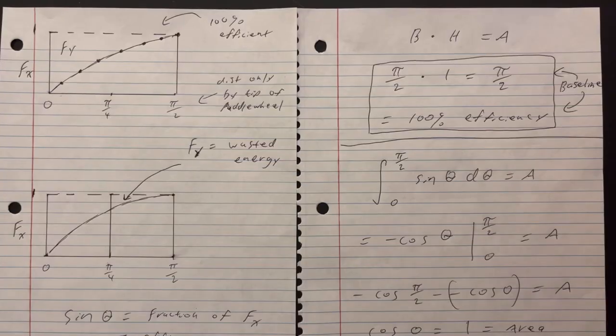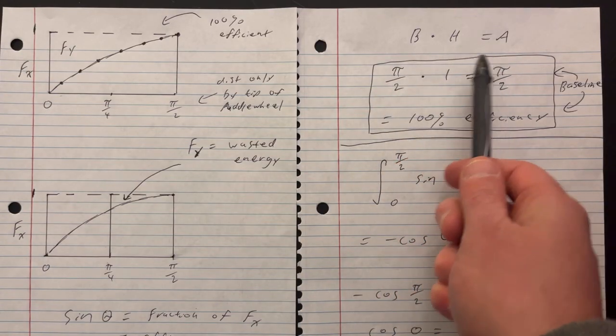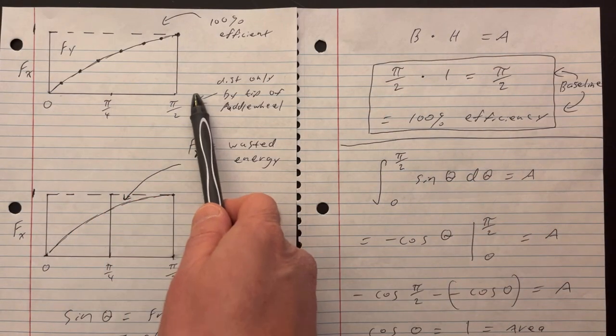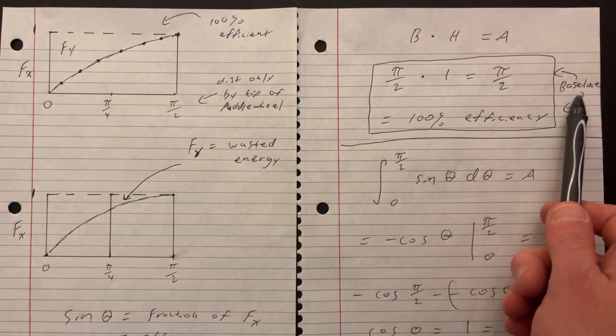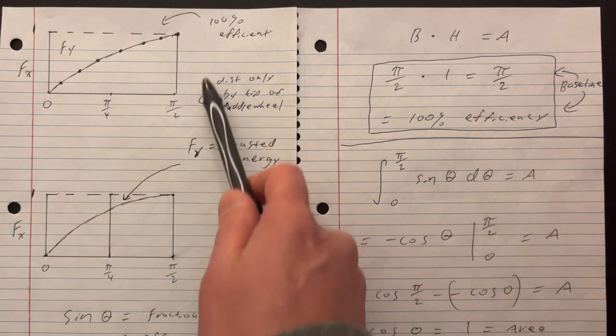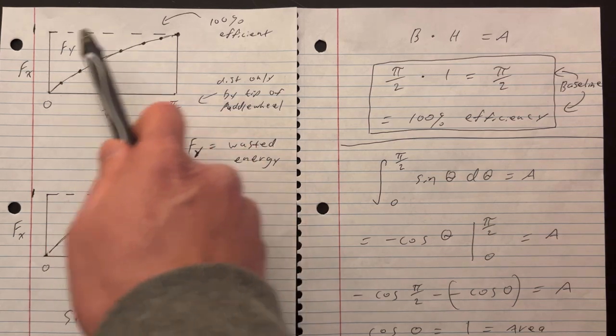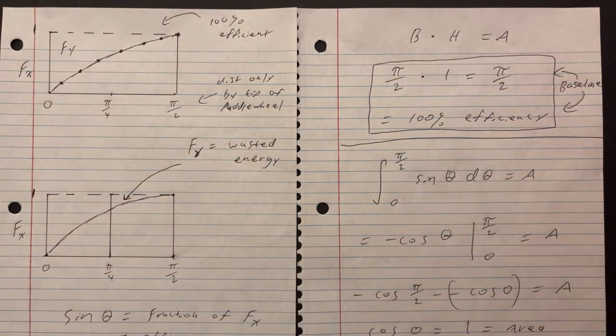Okay, next page. And right here I just said base times height equals your area. Your base is from 0 to pi over 2. The height is 1. Pi over 2 times 1 equals pi over 2. This will be our baseline of a 100% efficient system. So we want the area of that rectangle, 100% efficiency.